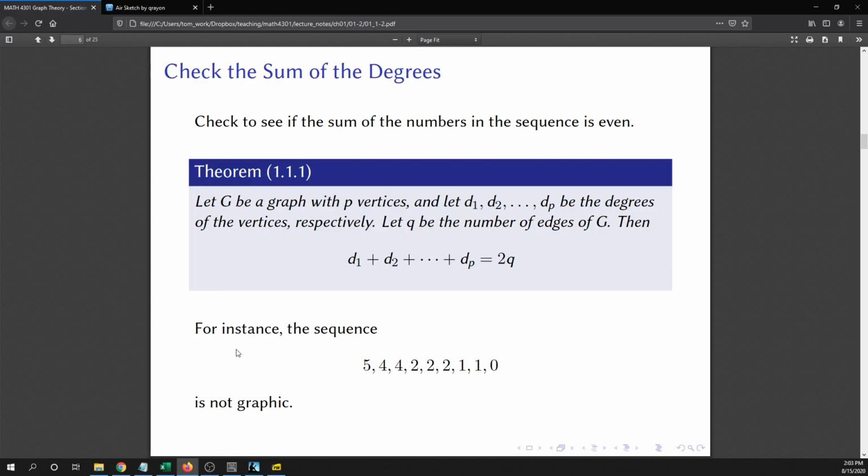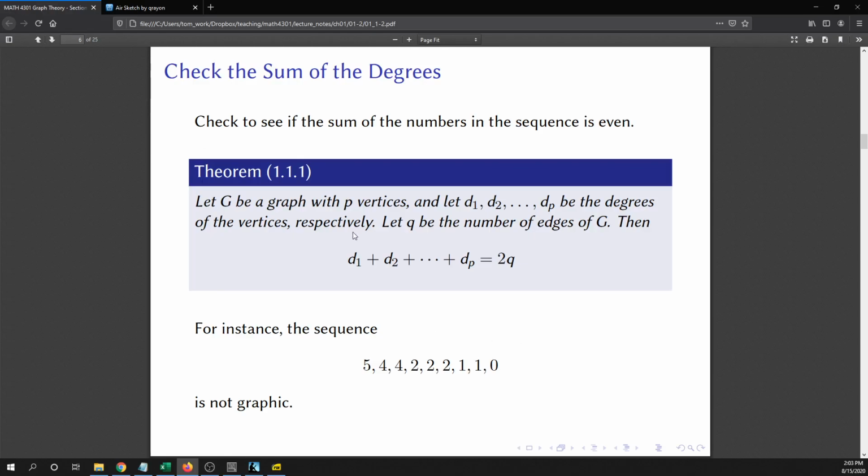Okay, so that tells us that this sequence right here is not graphic. If you add all those numbers up, that's 9, 13, 15, 17, 19, 20, 21, is what that adds up to. So this sequence is not graphic. There's no way that you could come up with a graph that has this degree sequence.